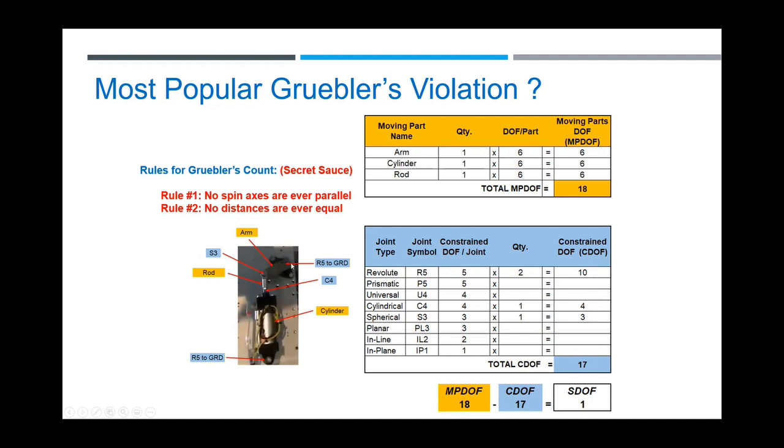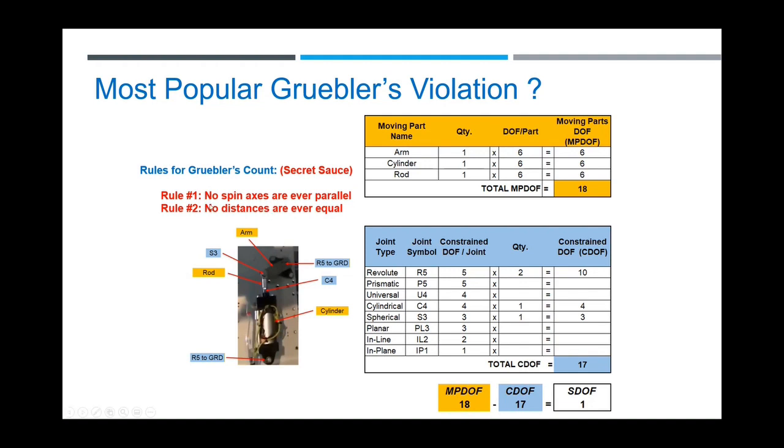So let's say you were able to install it this way, and you do the math and use the right joints here. You have an S3, which is a ball joint, a C4, which is a cylindrical joint, and an R5, and there's 2 of them. Now 18 minus 17 is equal to 1. You would say, oh, this mechanism is free to rotate and it's not binding, right? But that's where people make a mistake. They say, well, this should work fine, but actually you have to remember these two rules.